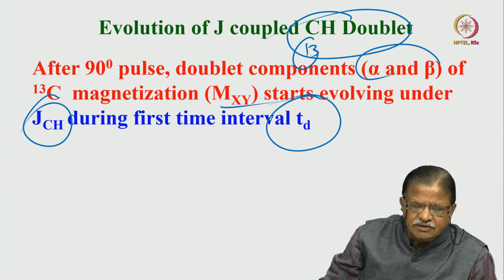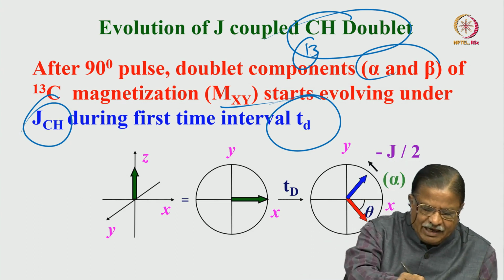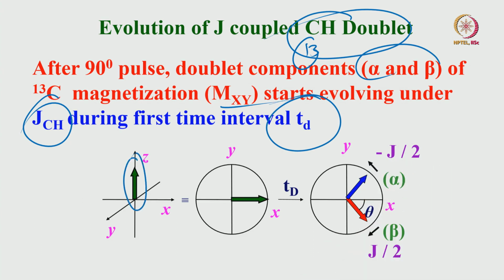What is JCH? We always know the JCH. This is diagrammatically what happens. Magnetization initially at thermal equilibrium, apply 90 pulse and bring it to x axis. They start rotating, the alpha and beta components in opposite directions, fast moving and slow moving components. But remember, exactly after 90 pulse, 45 degree, 180 degree, what happens? We can calculate using that equation. Theta is equal to pi into TD into JCH. We can calculate. Now for different values of J, we will find out how much it moves.